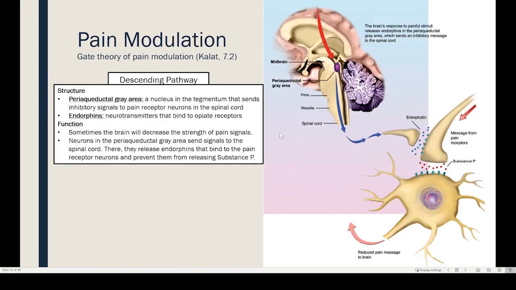So looking at that descending pathway, these inhibitory signals start in the periaqueductal gray area, which is up here in the tegmentum, and it sends these inhibitory pain signals all the way down into the spinal cord, and it's mostly using neurons that communicate with endorphins. So those come all the way down.